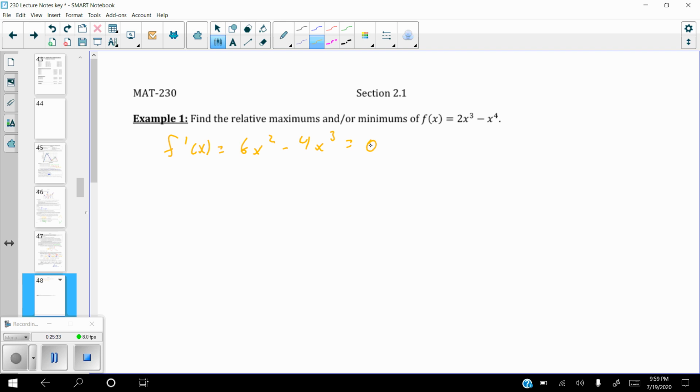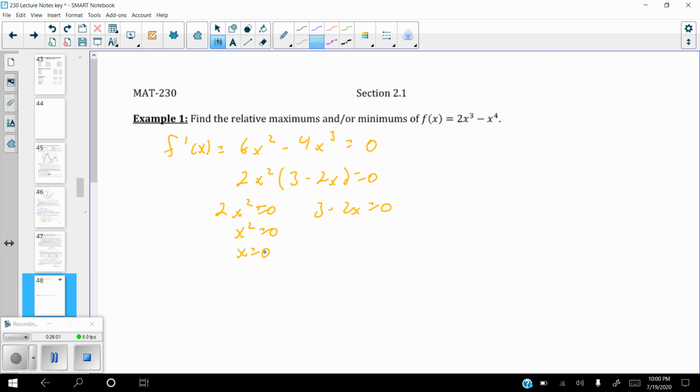So it looks like I've got a 2x squared in common. Let's factor that out, which is going to leave a 3 minus 2x inside. Setting each one of those things equal to 0, 2x squared equals 0. 3 minus 2x equals 0. In the first one, I can divide both sides by 2, leaving me x squared equals 0, which just means x is equal to 0.